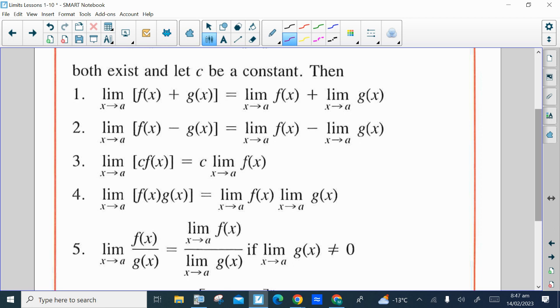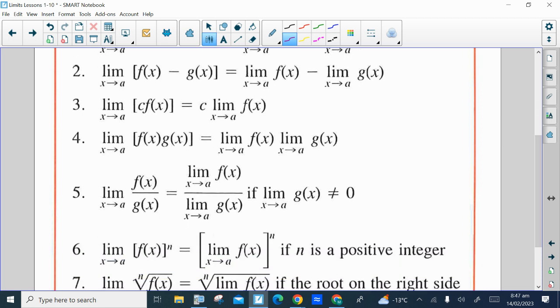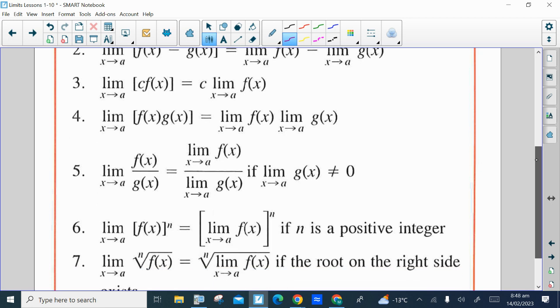When you have a constant, this is what number 3 is saying. The limit as x approaches a of c times f of x. C is a constant. There is no x there, so it doesn't matter what happens to x, that c part will not change. Because of that, you can bring the c in front as a coefficient of the limit, like number 3 shows. And then just like for sum and difference, the same rules work for product and quotient of a limit. The limit as x approaches a of f of x times g of x is the same as the product of the individual limits. Same thing with quotients.